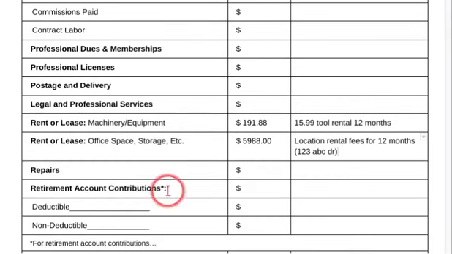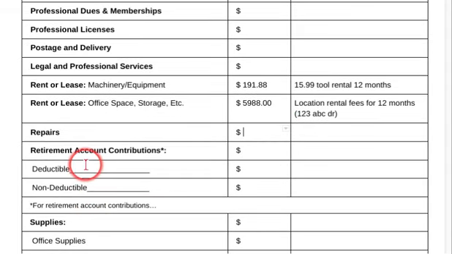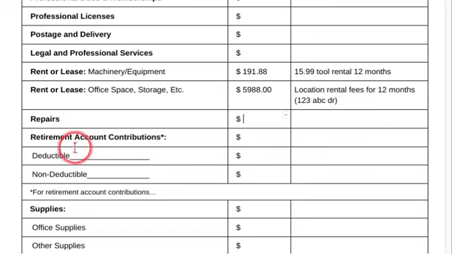And repairs, any kind of repairs you may have had to pay out, you want to put there. Retirement account contributions, you want to put there, along with the deductible and non-deductible amounts for retirement account contributions.